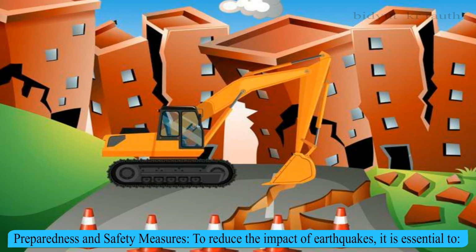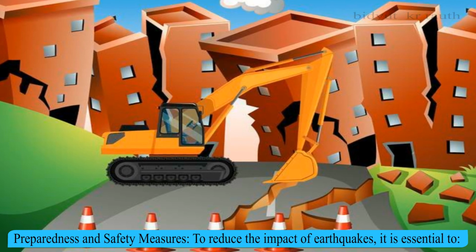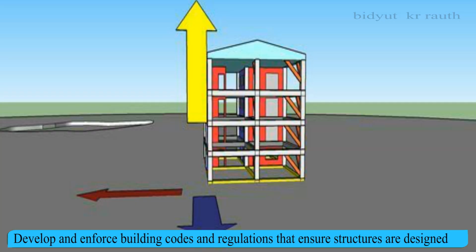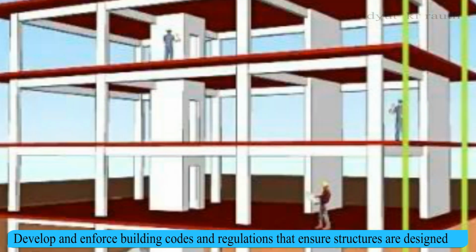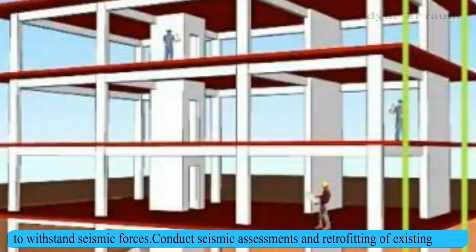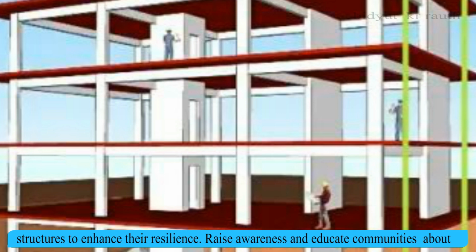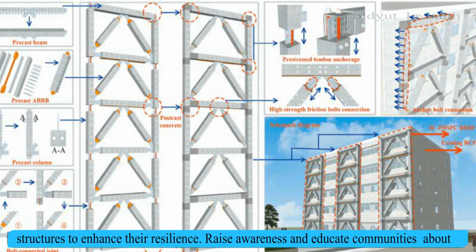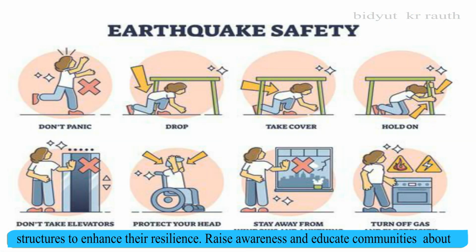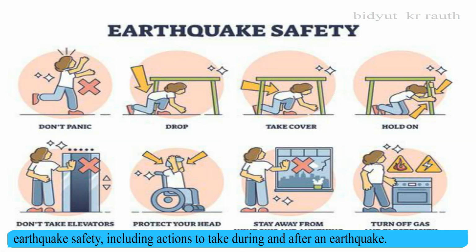Preparedness and safety measures. To reduce the impact of earthquakes, it is essential to A. Develop and enforce building codes and regulations that ensure structures are designed to withstand seismic forces. B. Conduct seismic assessments and retrofitting of existing structures to enhance their resilience. C. Raise awareness and educate communities about earthquake safety, including actions to take during and after an earthquake.